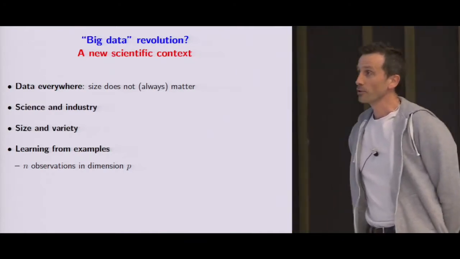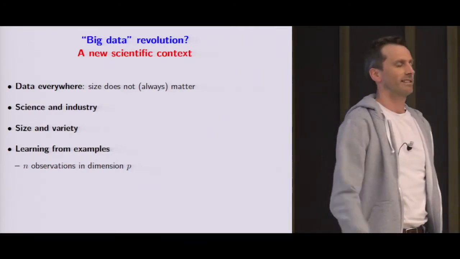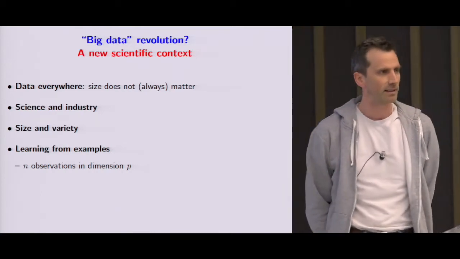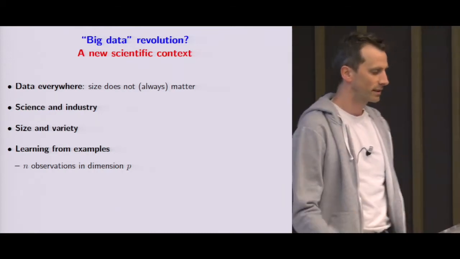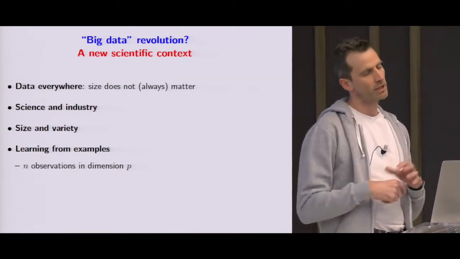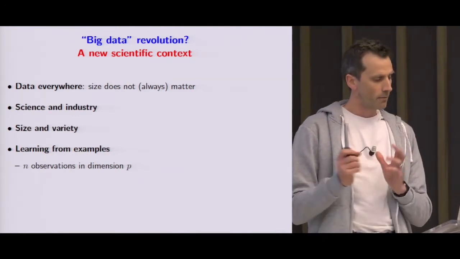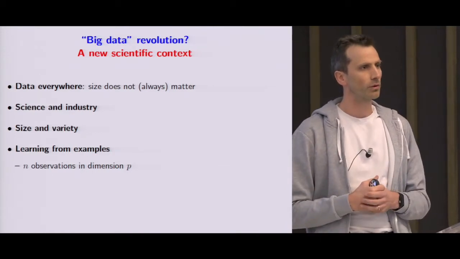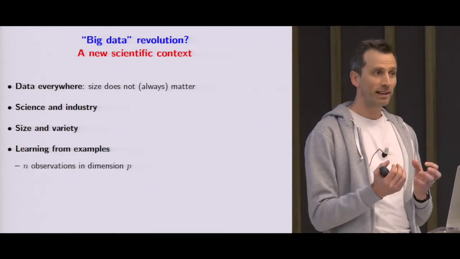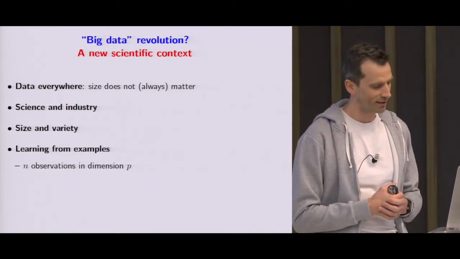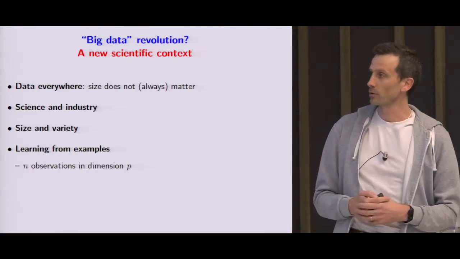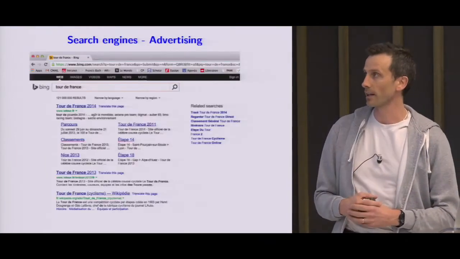So just to give some context, given the title of the seminar, it's rather obvious. You have lots of data everywhere in both science and industry. And here what I want to convey is that there are two magic numbers when you deal with data: the number of observations you want to learn from, that would be N, because in statistics, N is always the number of observations. And then P will be the size of those observations. Let me give you some examples where both N and P are very large.